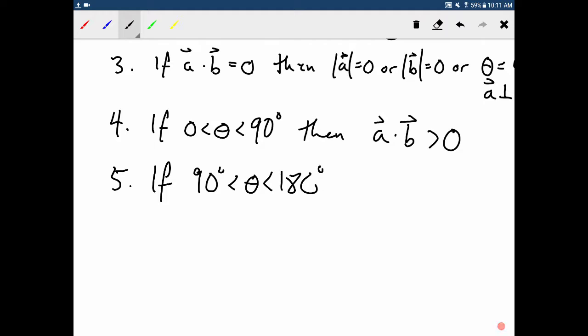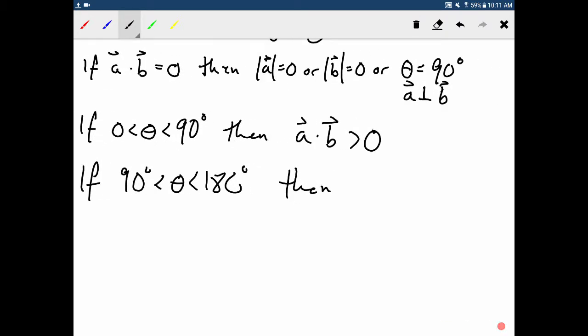So there we go. If the angle is between 90 and 180 degrees, then you'll notice I'm spelling then with an E. That's because I understand the difference.